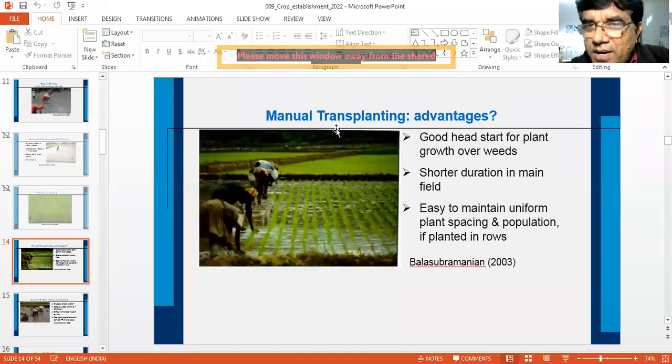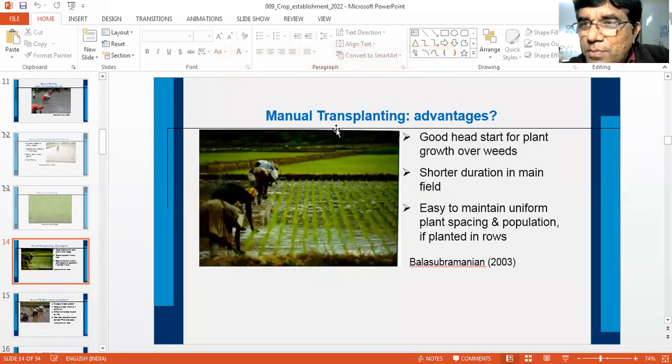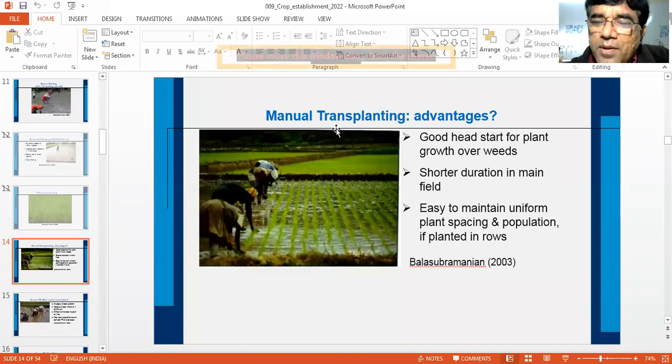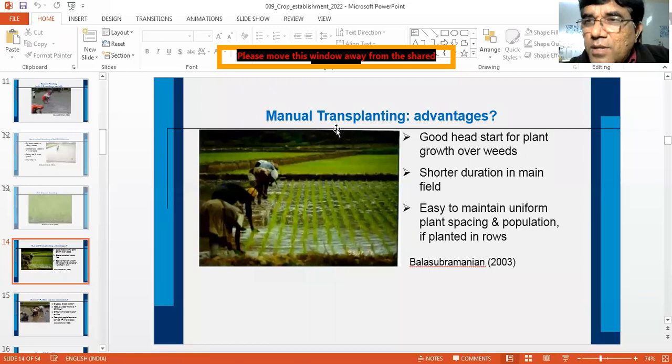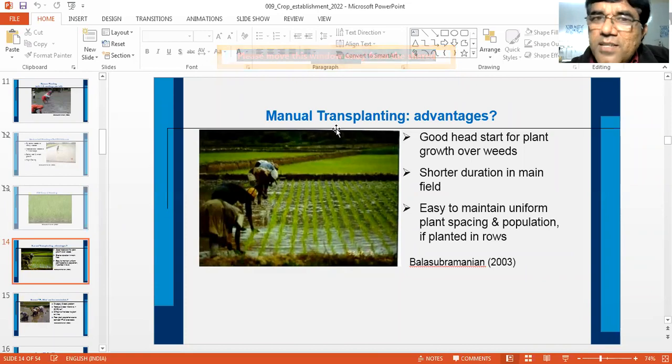Shorter duration in main field because it has already passed 25 days. The age or the duration of the crop will not be affected by nursery. Whether same variety, if you go for transplanting or you go for direct seeding, the duration will be same. Hardly 4 or 5 days difference will be there in maturity. If you go for direct seeding, suppose one crop matures in 125 days, and if you go for transplanting, this crop will mature in 130 days. So hardly 4 or 5 days difference will be there. In direct seeding, crop matures 4 or 5 days early. So there is not much difference.